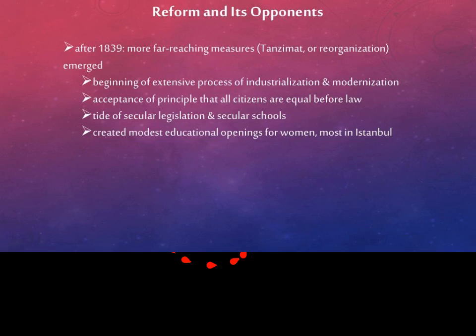In 1839, there were far more far-reaching measures. And this is the Tanzimat reorganization that emerged. They started the beginning of an extensive process of industrialization and modernization, really with that acceptance of the principle that all citizens are equal before the law. And this is huge in a very religious state as they attempt this move towards secularism. There was also a tide of secular legislation and secular schools formed, which is out of the norm for Islamic communities. And they created even some modest educational openings for women, which were located mostly in Istanbul, the capital.